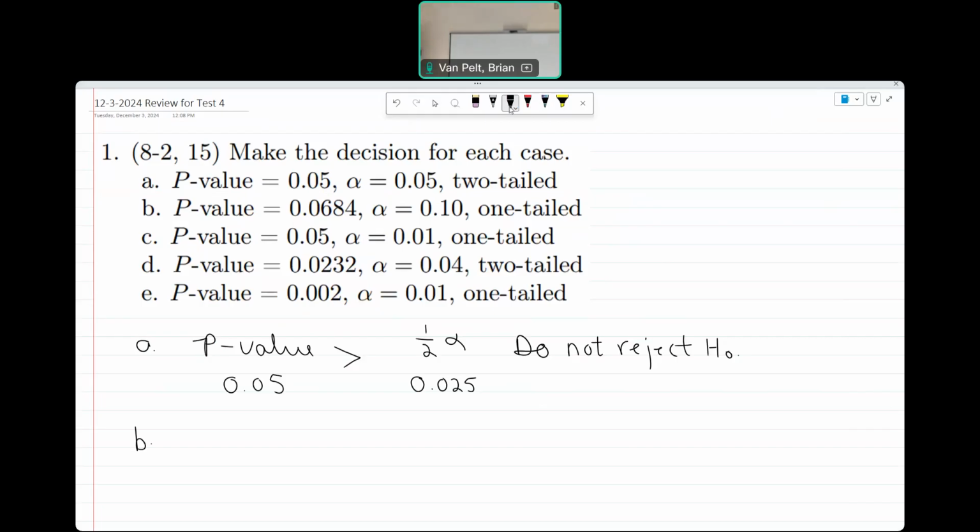What about part B? Reject or accept, or do not reject? Reject because here the p-value is less than alpha, right? And it's the full alpha, not half of it. That's just reject.